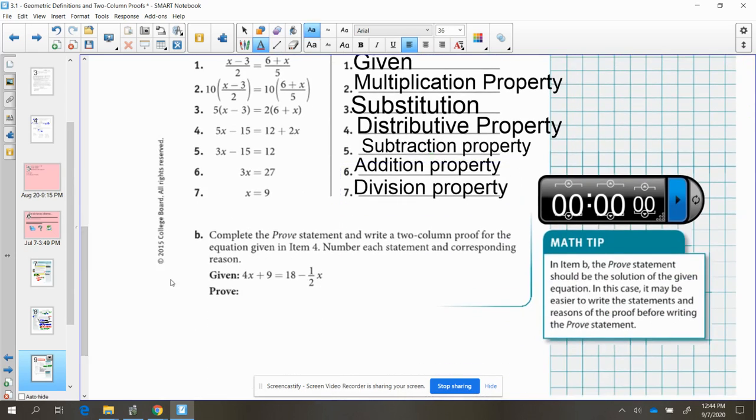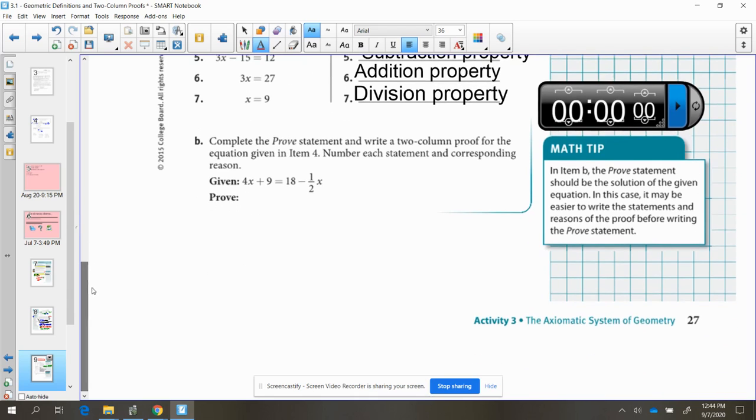All right, now try letter B on your own. I'm going to create a two-column proof to prove, all right, what x equals.